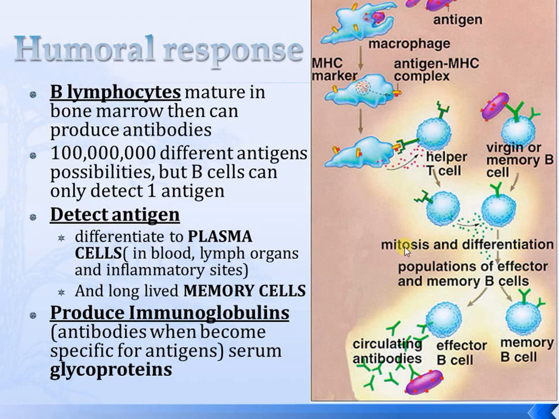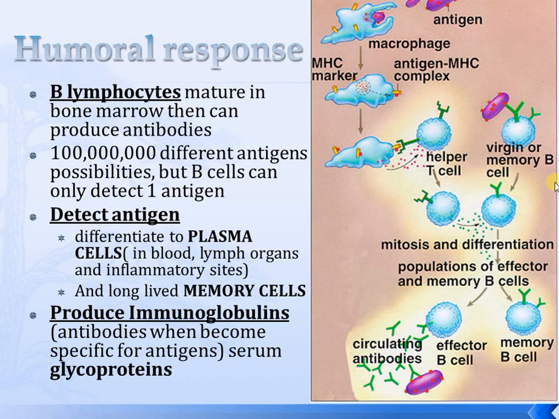Right, once they're activated, so if I turn on this B cell, the B cell is just floating through my system. It's waiting. It knows that it should fight against something, but that thing's not there. Once it's activated, it turns into something called a plasma cell. And the plasma cells start making tons and tons of these things called antibodies.